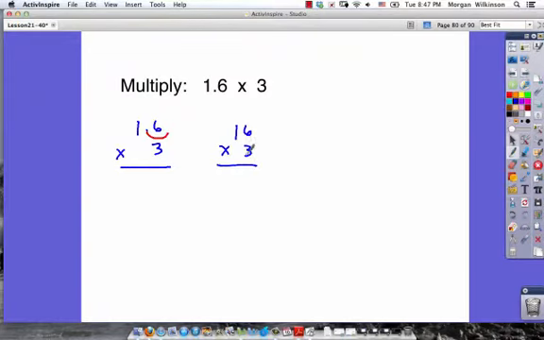16 times 3, well 3 times 6, that's 18. Let's carry our 1. 3 times 1 is 3, plus 1 more is 4. We get 48. But we need to do step 3. We've got 48, but we need to move the decimal point back in one spot, because that's how many we moved it out originally to get whole numbers. So we move it back in 1, we've got 4.8. And then we can go ahead and rewrite 4 and 8/10, box it, and we're all done with this question.